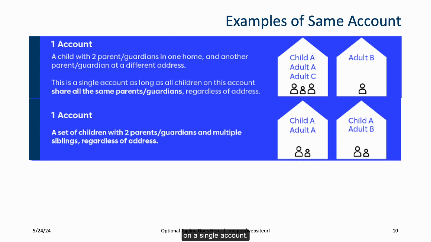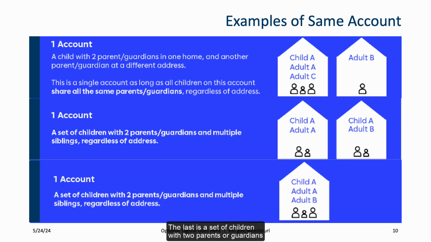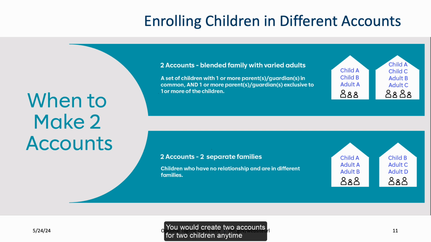This example is a set of children with 2 parents or guardians and multiple siblings who live at multiple addresses, but again, share all the same parents or guardians. The last is a set of children with 2 parents or guardians and multiple siblings in a single address. You would create 2 accounts for 2 children anytime children do not share all of the same parents or guardians.